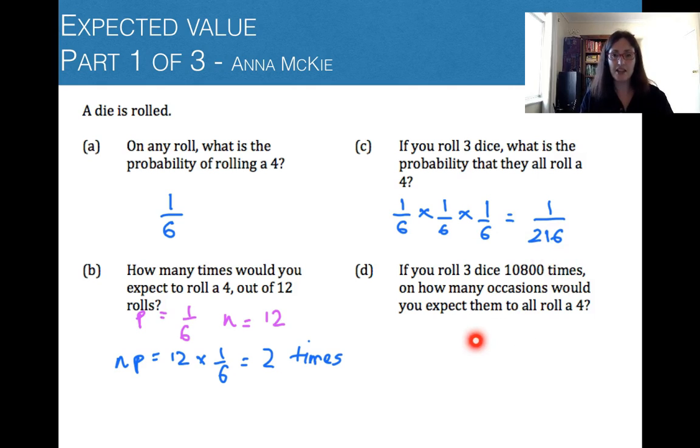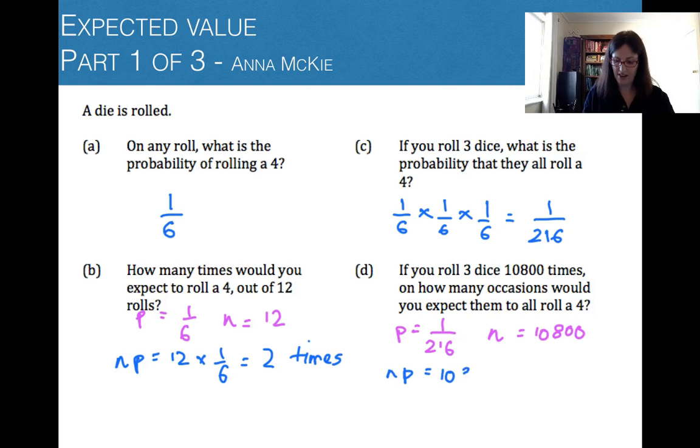Using this probability, if you roll 3 dice 10,800 times, on how many occasions would you expect them all to roll a 4? We've got our n and our p. Our probability in this situation is 1 out of 216, not 1 out of 6, and our n is 10,800. So our n times p is 10,800 times that probability, and on average we might expect 50 of those to all have 4s.